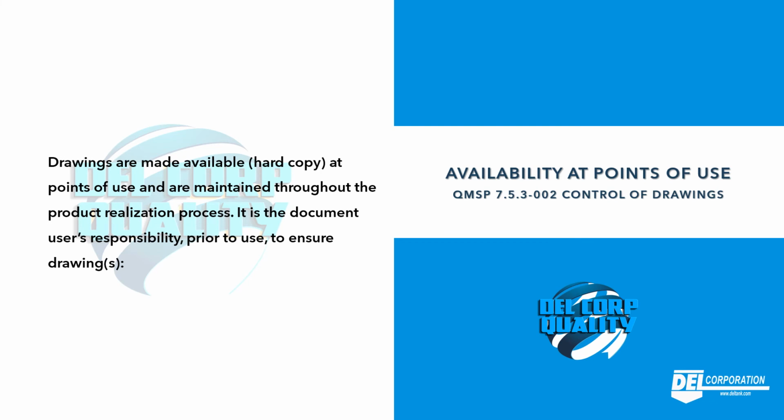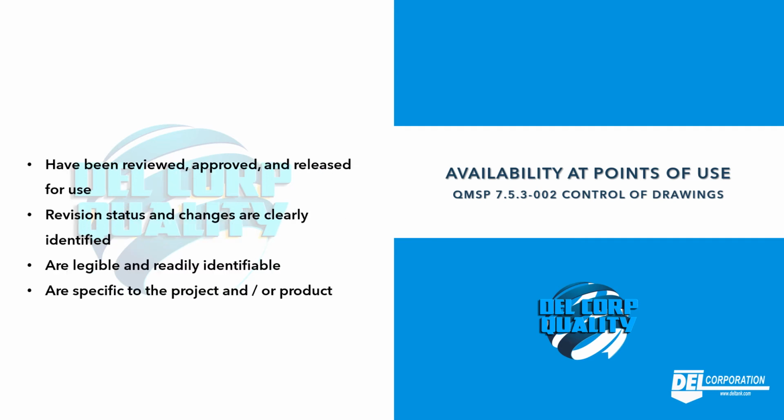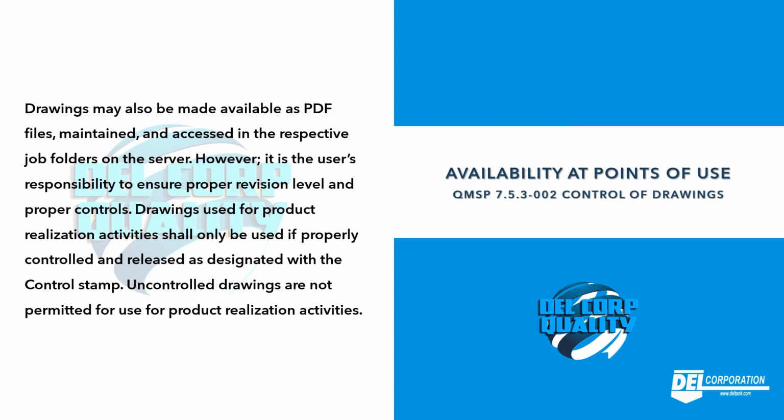Drawings are made available, hard copy, at points of use and are maintained throughout the product realization process. It is the document user's responsibility, prior to use, to ensure drawings have been reviewed, approved, and released for use. Revision status and changes are clearly identified, are legible and readily identifiable, and are specific to the project or product. Drawings may also be made available as PDF files, maintained, and accessed in the respective job folders on the server. However, it is the user's responsibility to ensure proper revision level and proper controls.